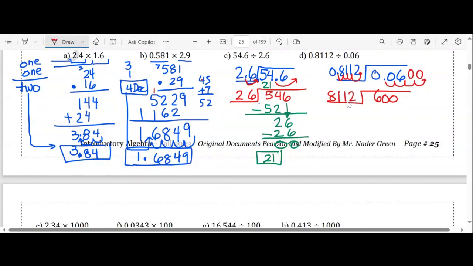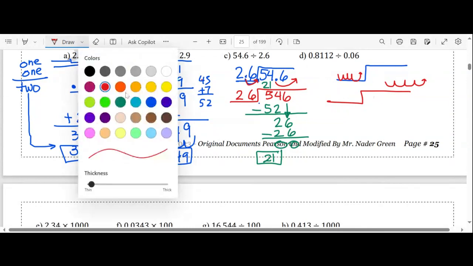8112. Okay. Actually, I made a mistake here. What's the mistake? The numbers should be flipped, right? Yeah. Oh, I caught you, right? You're not paying attention, right? All right. So let's do it again. One more time. We have to flip the numbers.